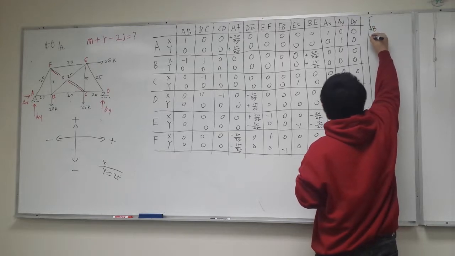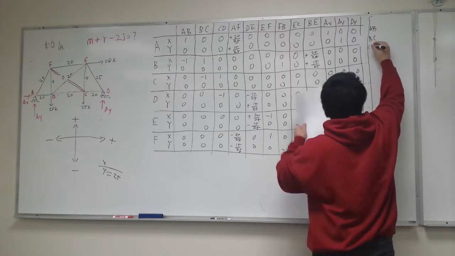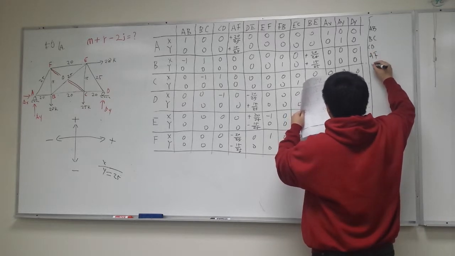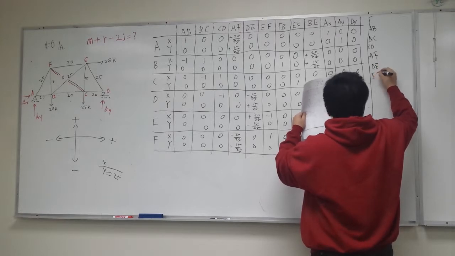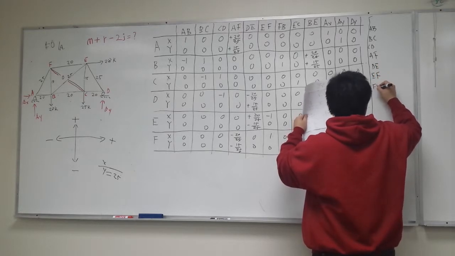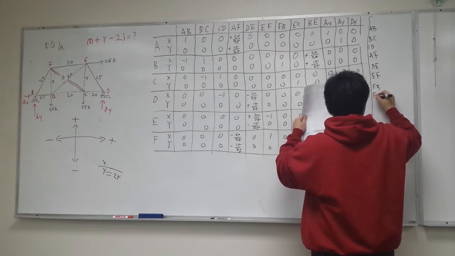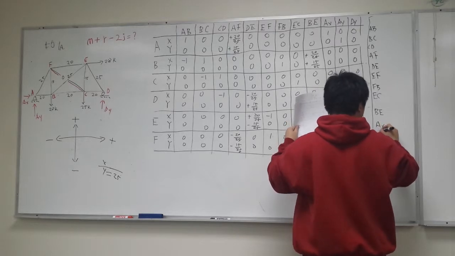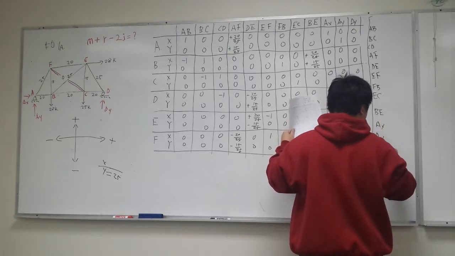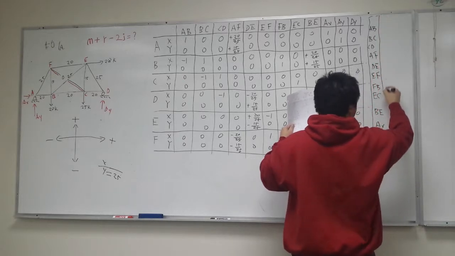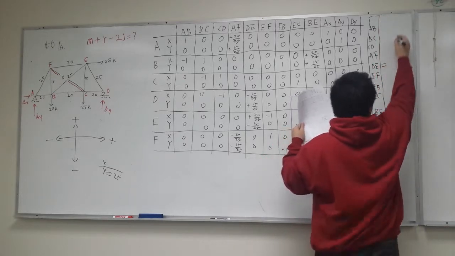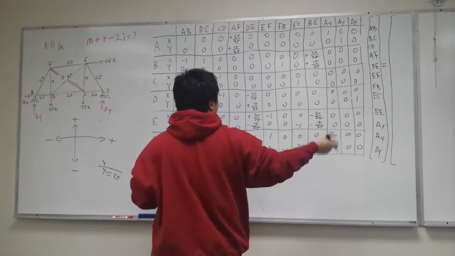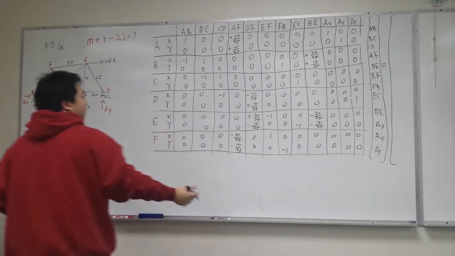So you're going to have AB, BC, CD, AF, DE, EF, FB, EC, BE, AX, AY, and DY, is equal to this column. This column is the point load, or force, if you call it force.